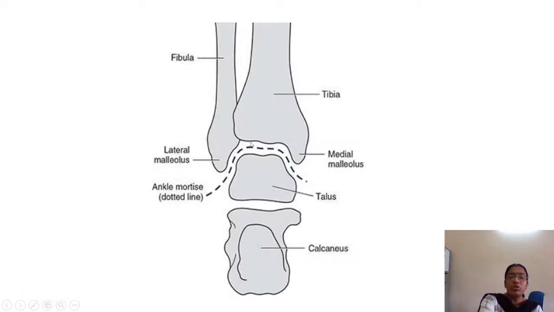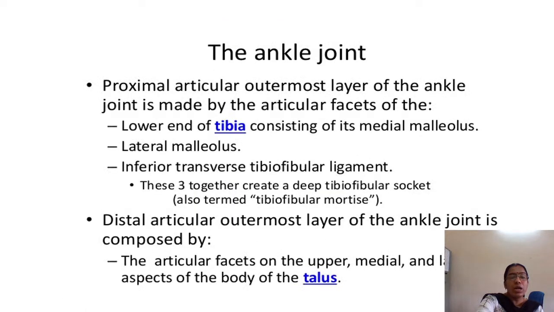So this socket, what you are seeing: the medial malleolus, the inferior surface of the tibia, and the lateral malleolus with the inferior aspect of the fibula form the mortise. Along with it, between the tibia and fibula, there is the tibiofibular ligament. So these three together, the medial malleolus with the tibiofibular ligament and the lateral malleolus, form the tibiofibular mortise. So this is about the proximal articular part.